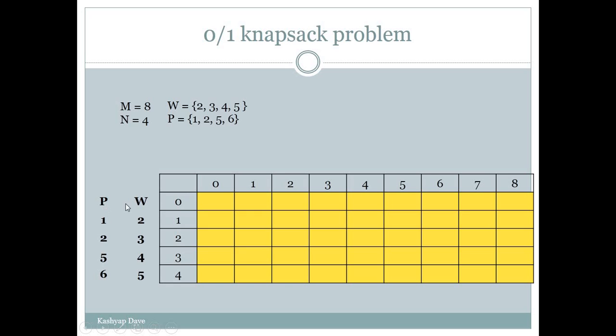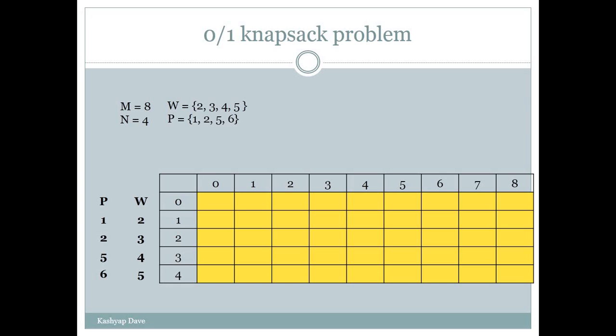Our item 0 will have no weight and no profit. Our first item will have weight 2 and profit of 1. Our second item will have weight of 3 and profit of 2. Our third item will have weight of 4 and profit of 5. And our last item 4 will have weight of 5 and profit of 6. Okay, so this is the table creation for solving the knapsack problem.